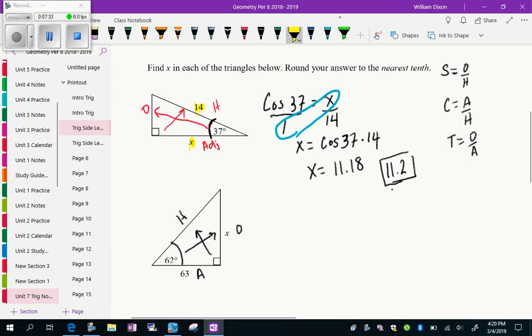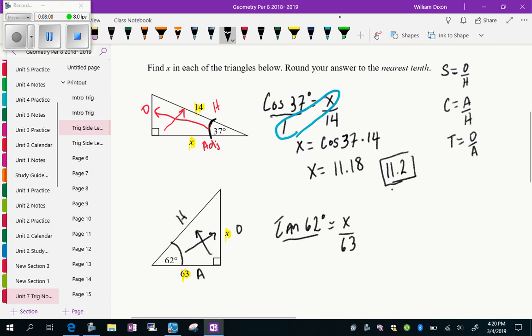All right. At this point, I have X, and then I have 63. So that's my opposite and my adjacent. So which ratio deals with opposite and adjacent? It's going to be tangent. So I'm going to write the tangent of 62 degrees, always some angle. I should have written angle up here, equals my opposite, which is X, over my adjacent, which is 63.